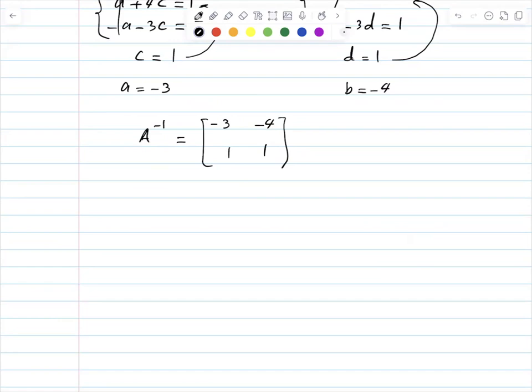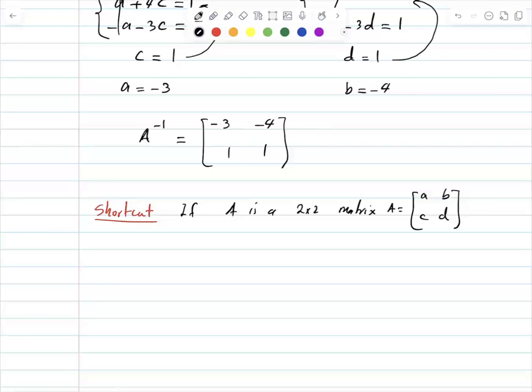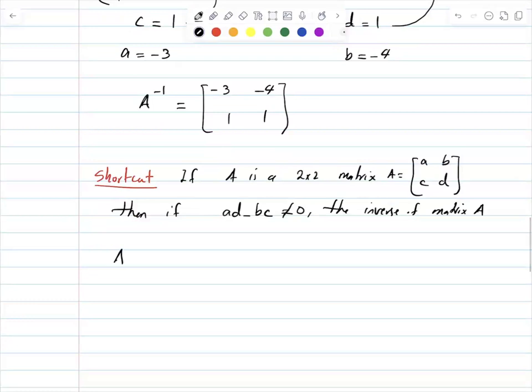If you have a 2 by 2 matrix, you can apply a nice trick, shortcut. If A is a 2 by 2 matrix with entries A, B, C, D, then if AD minus BC is non-zero, the inverse of matrix A is as follows.